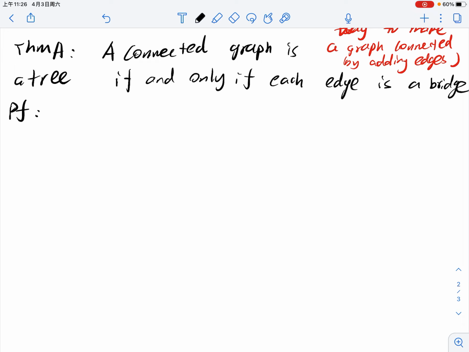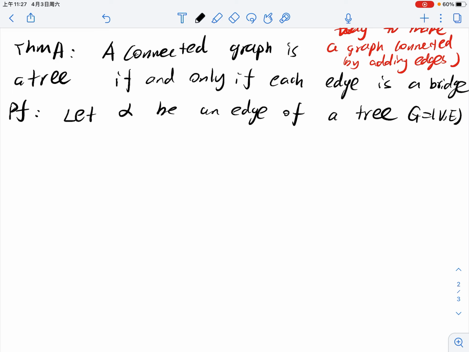Okay, so here since we have if and only if, we prove two directions. We first prove that if a connected graph is a tree, then each edge must be a bridge. So let alpha be an edge of a tree. Consider G prime.